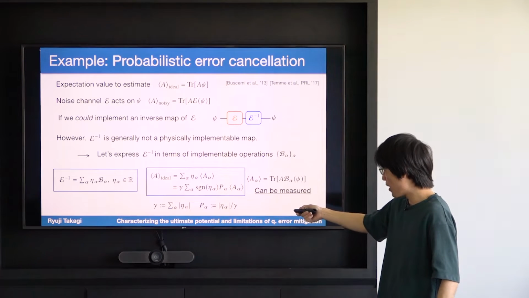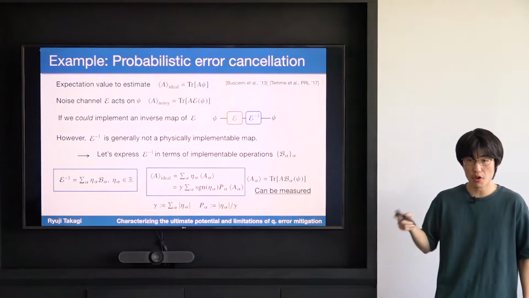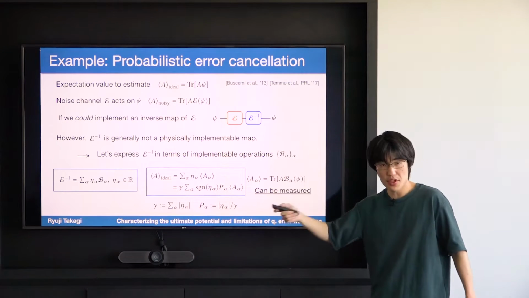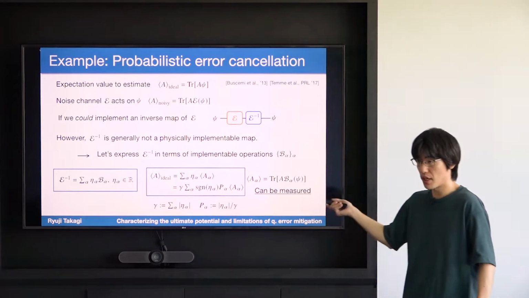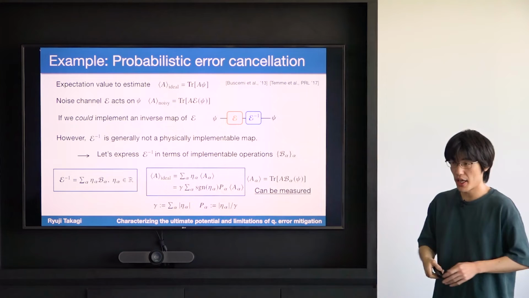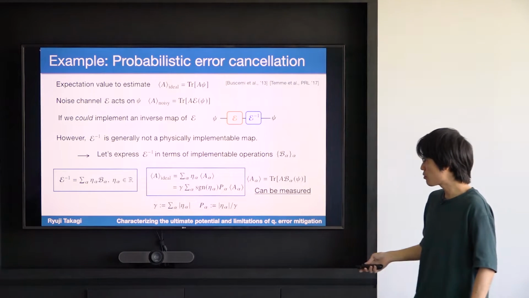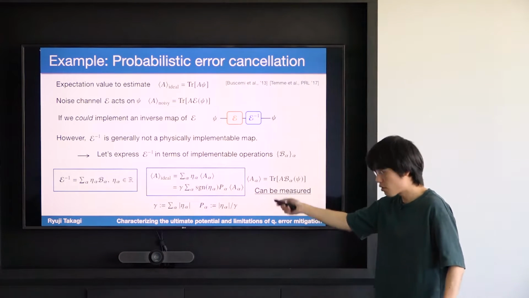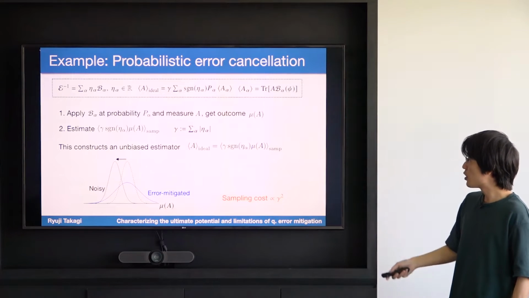Then P alpha, I define it this way. So this constructs a probability distribution over alpha. As you can see, by definition, if you sum up this P alpha over alpha, then it gives you 1, and also it's greater than or equal to 0. So it constructs a probability distribution. So the question now is, with that, how do we again try to estimate this ideal expectation value?